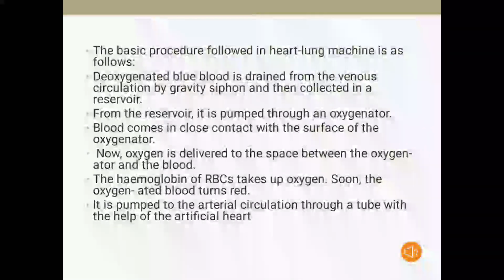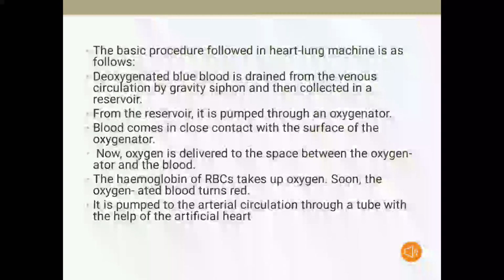Now we will discuss the basic procedure which is followed by a heart lung machine. First, deoxygenated blue blood, which means the blood which contains carbon dioxide, is drained from a venous circulation by gravity siphon and then it is collected to a reservoir. From the reservoir, it is pumped through an oxygenator.